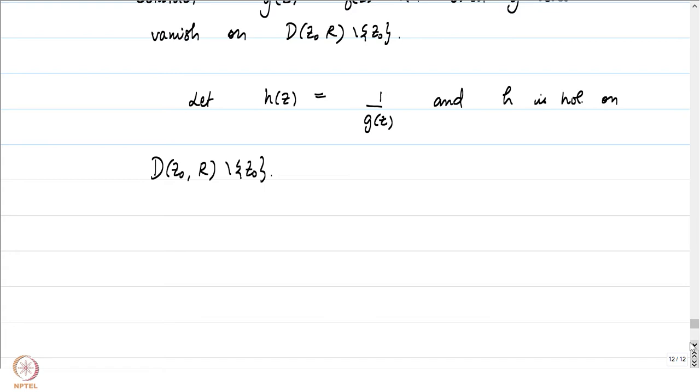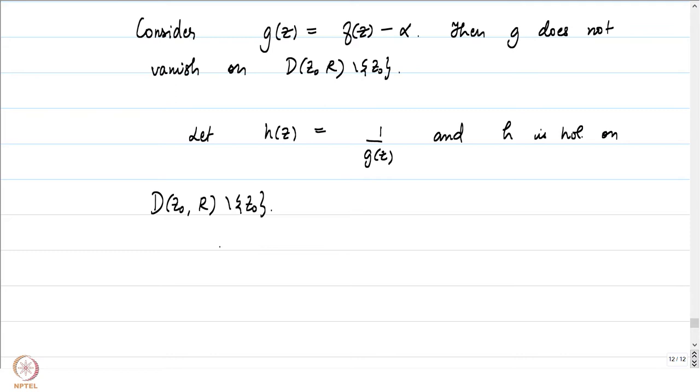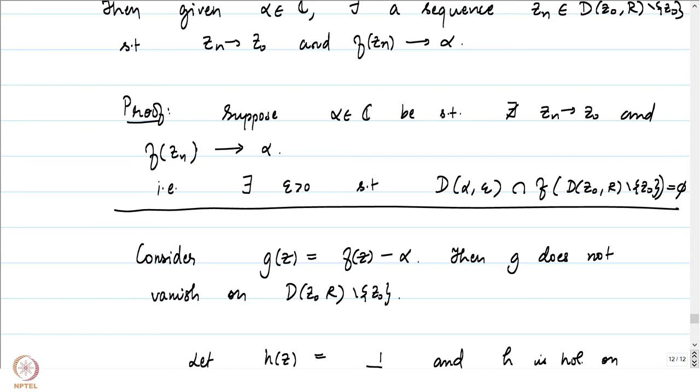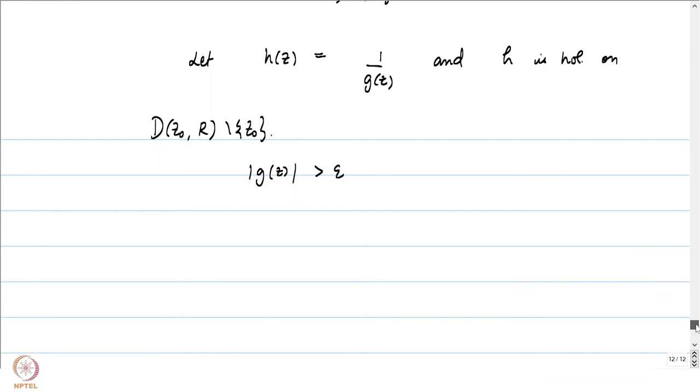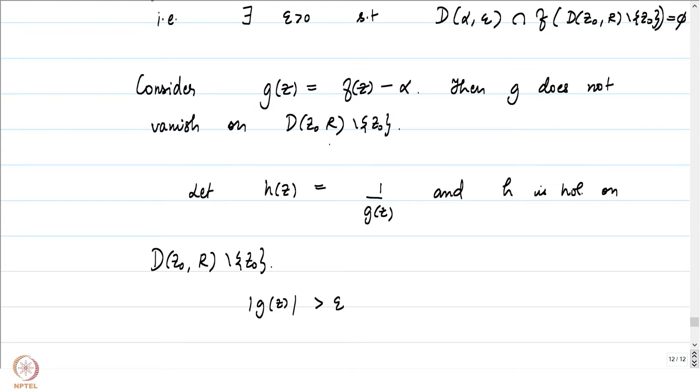Notice that h is defined on D(z0, R) minus z0. In particular, z0 is an isolated singularity of h as well. So, the first observation that we would like to make is the following. If you look at f(z) minus alpha, by our very assumption, the absolute value of g(z) has to be greater than epsilon. Why? Because we have obtained an epsilon such that the image of D(z0, R) minus z0 under f does not intersect D(alpha, epsilon). Therefore, any point f(z) will be outside the disk of radius epsilon around alpha. And therefore, the absolute value of f(z) minus alpha should be greater than epsilon, right?